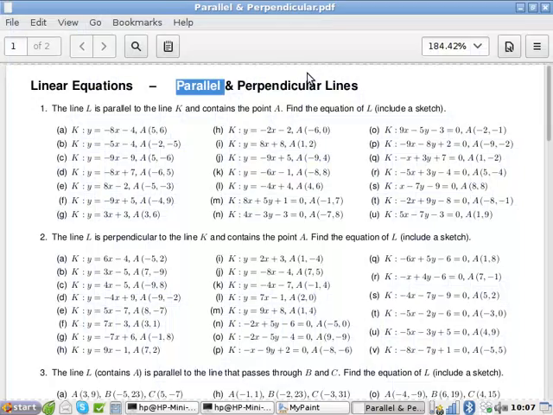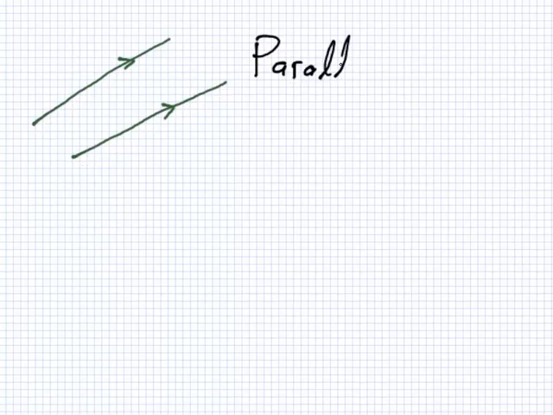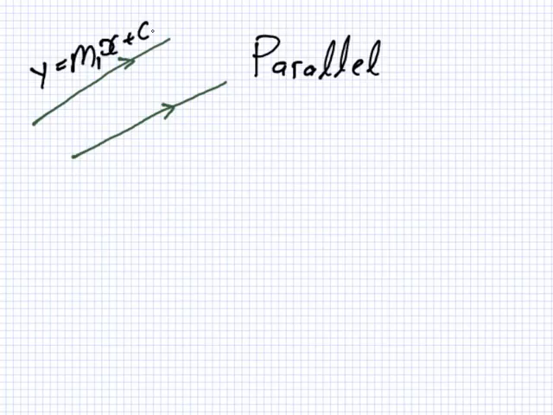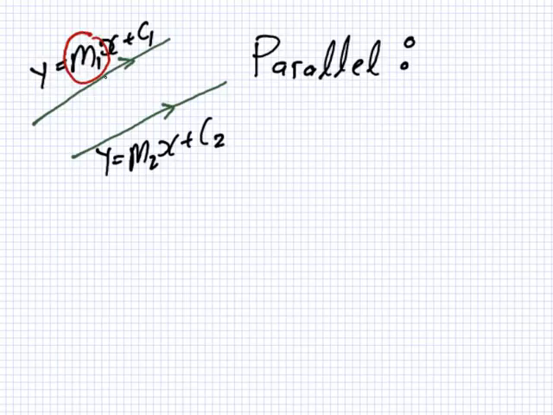Let me just make sure I get this. Let's say this line is y equals m1x plus c1, and here y equals m2x plus c2. So if they're parallel, does anybody know the relationship between the m's here? Yeah, so m1 equals m2 if they're parallel.